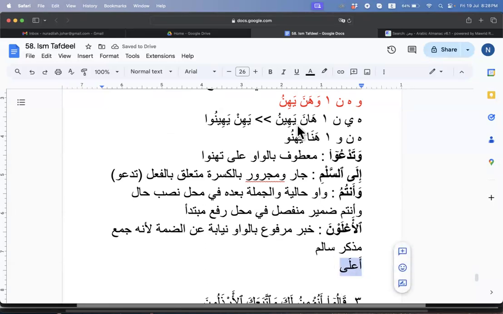Comparative? Superlative? Yes, this is the ism tafdeel, exactly. So when you make it plural, or dual rather, let's do dual first. Alani? Yes, alayani. And then plural? Alayuna? No. Here we delete the ya, and then it remains launa. So you don't see the ya anymore.